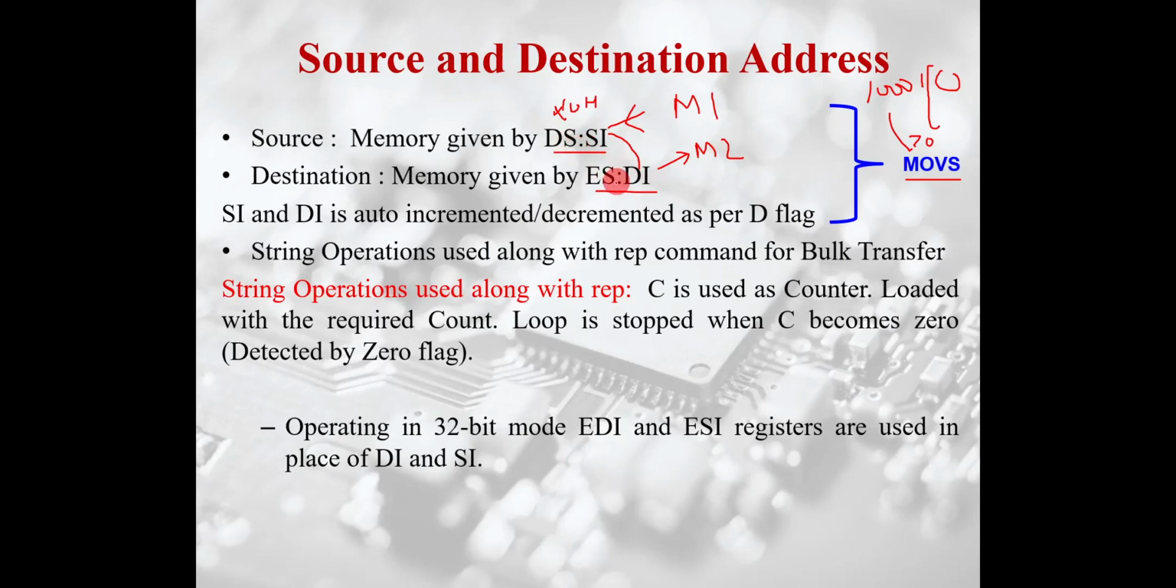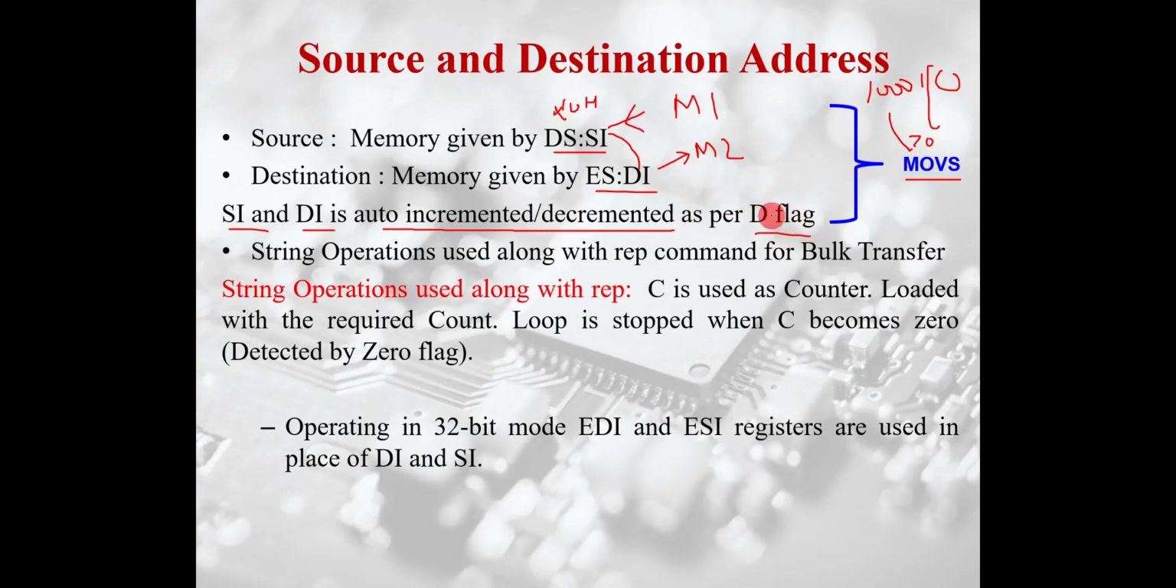So there is nothing which prevents us from putting the same value in DS and ES. But while using this MOVS command, the microprocessor is going to use DS and SI to compute the source memory location, and it is going to use the data available in ES and DI to compute the destination memory location. And after doing this, SI and DI will be automatically incremented or decremented based on the D flag.